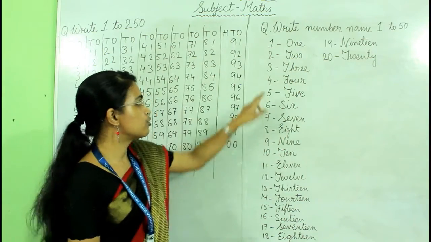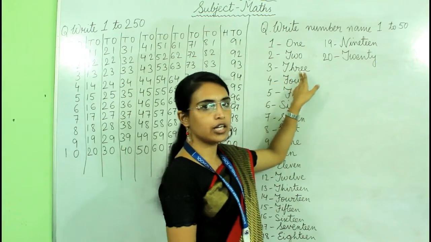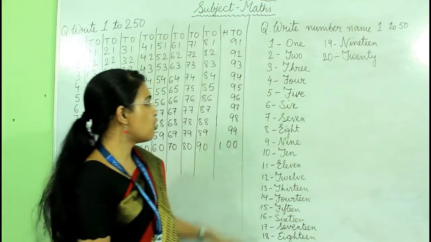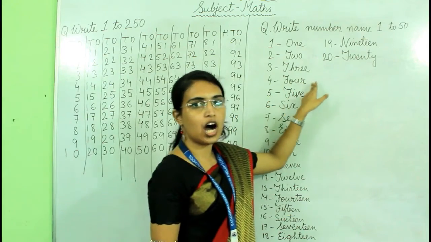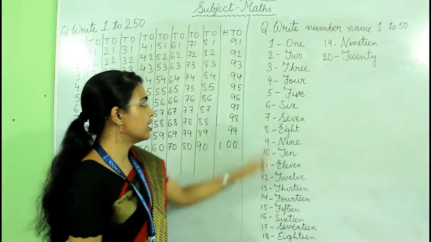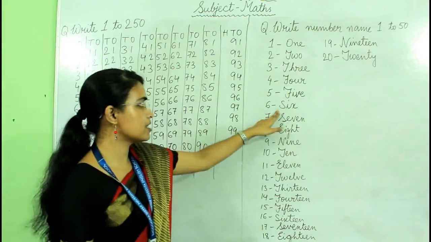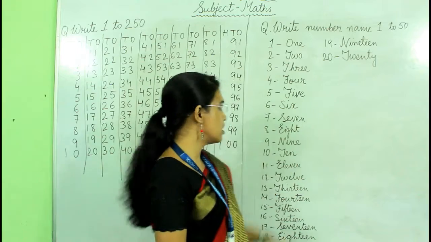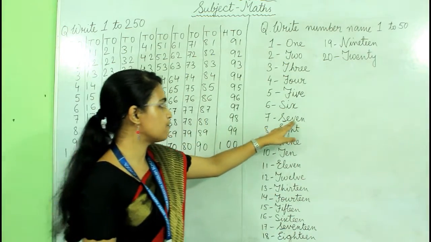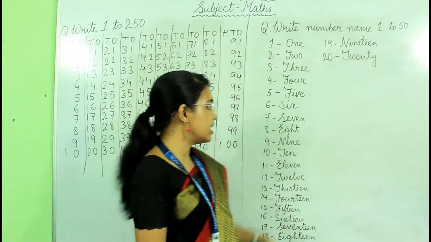T-W-O, 2. T-H-R-E-E, 3. F-O-U-R, 4. F-I-V-E, 5. S-I-X, 6. S-E-V-E-N, 7.